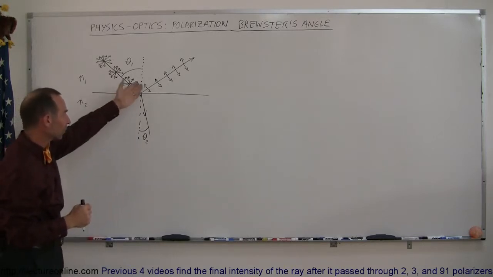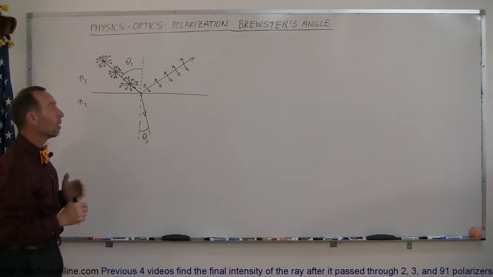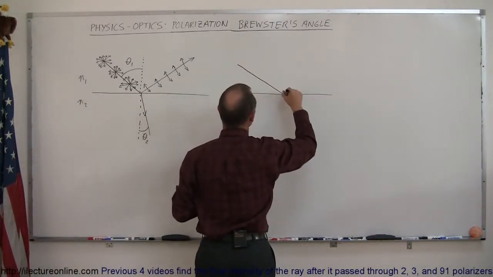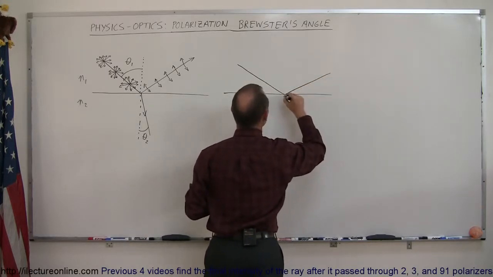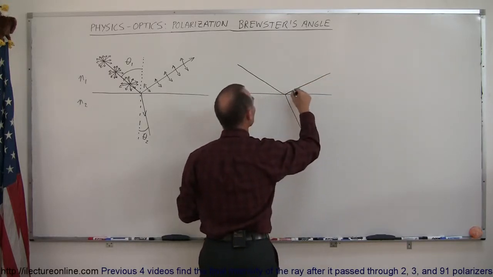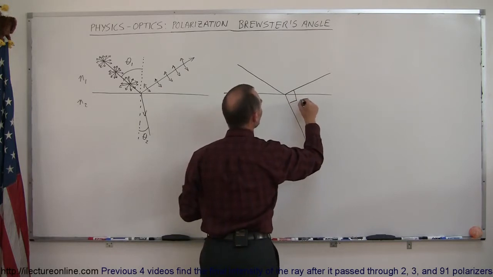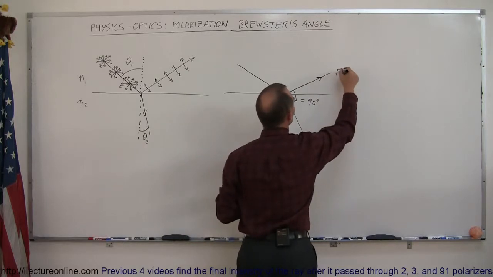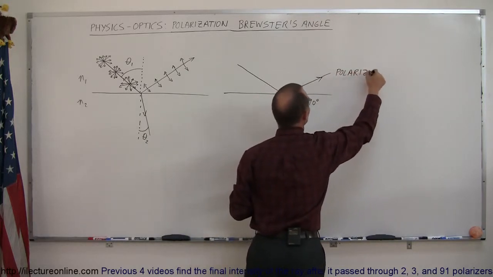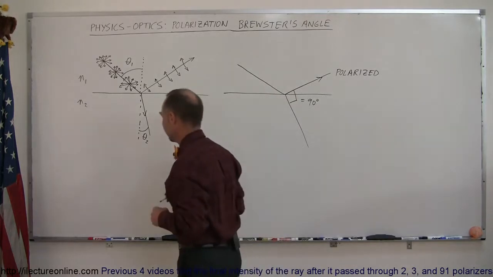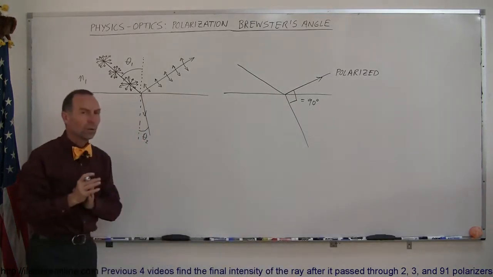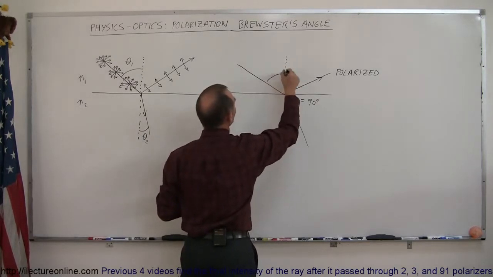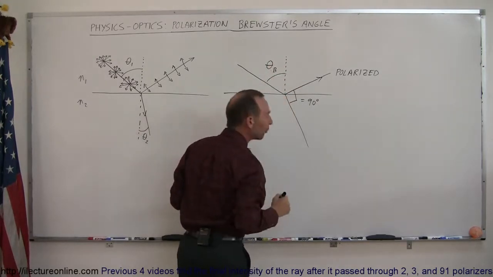Now, of course, in this example, you can see that it's not quite 90 degrees. But if we have an example where the light comes in at just the right angle, so that it reflects in such a way that the refracted angle makes a 90-degree angle with the reflected angle, then the light that is reflected is polarized. Quite an interesting phenomenon. And so the angle of the incident light is then considered Brewster's angle.